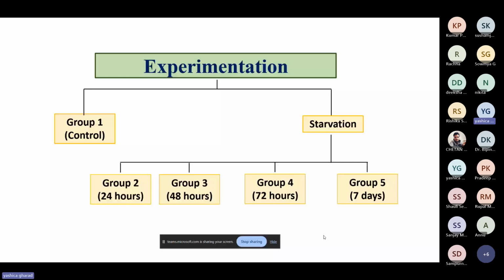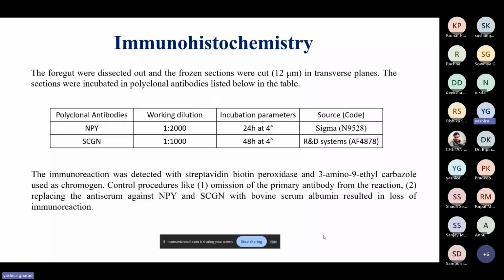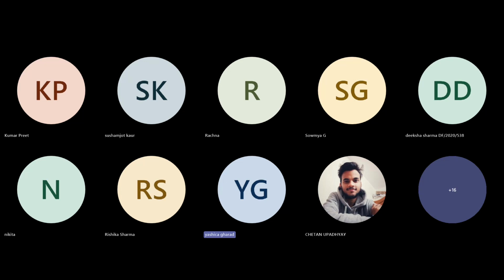The samples of foregut from each experimental group were dissected out, and frozen sections were cut at 12 micron in transverse plane and were incubated in polyclonal antibodies listed in the table here, the neuropeptide NPY and the secretagogin SCGN. And the immunoreaction was detected with 3-amino-9-ethyl carbazole used as a chromogen.